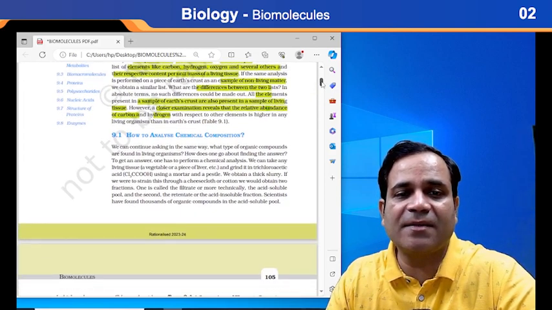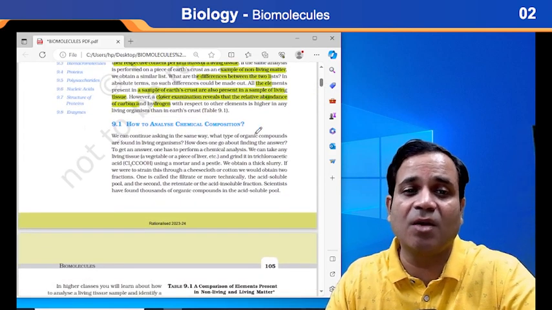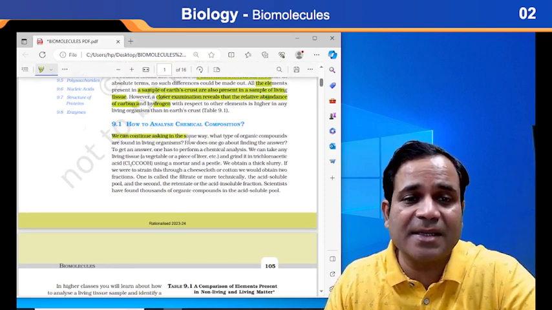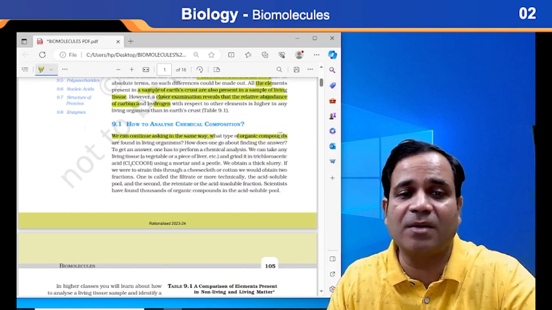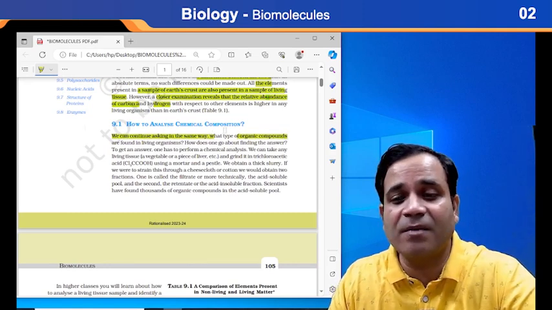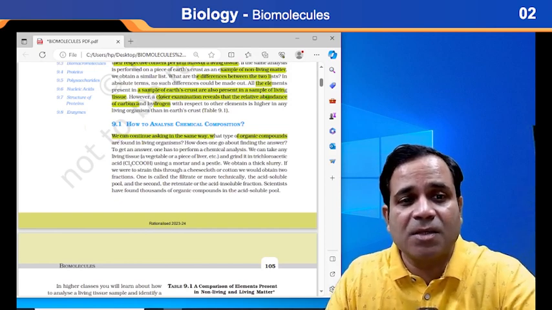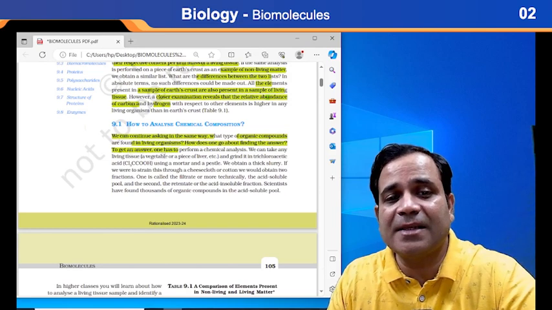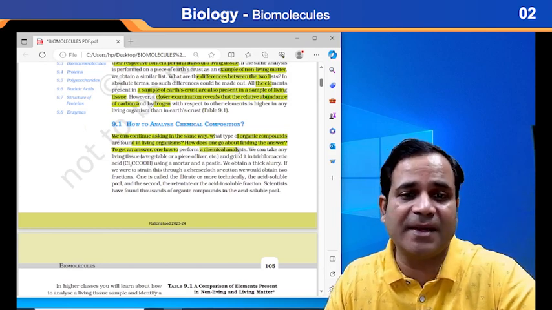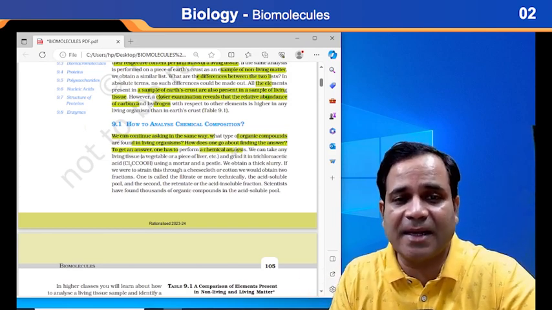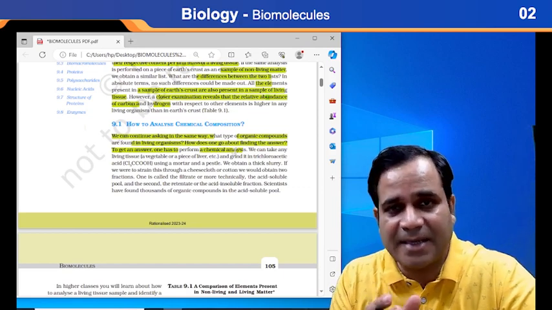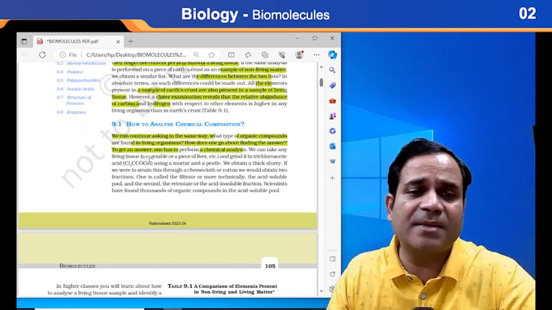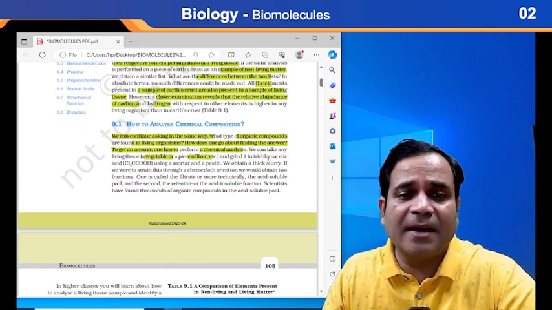How do we analyse chemical composition? This is the question. We can continue asking in the same way what type of organic compounds there are. Organic compound means the compound which is made up of living material, so all the compounds found in living organisms. To get the answer, we have to perform some chemical analysis. After chemical analysis, we see that it is made up of chemicals.